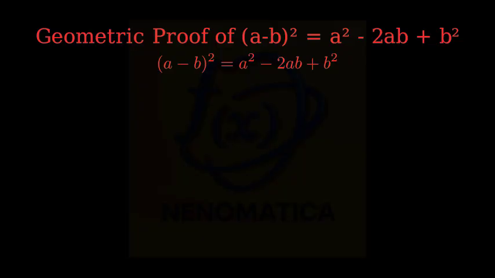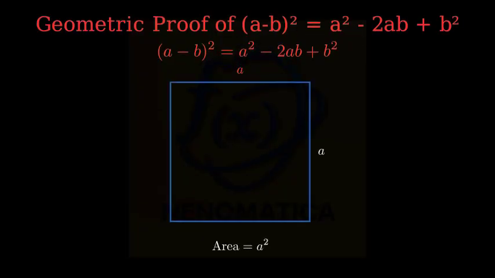Let's start by visualizing this identity geometrically. Imagine we have a square with sides of length a. The area of this square is a times a, which is a squared. Now, let's subtract a smaller piece from this square. We'll subtract a smaller square with sides of length b.